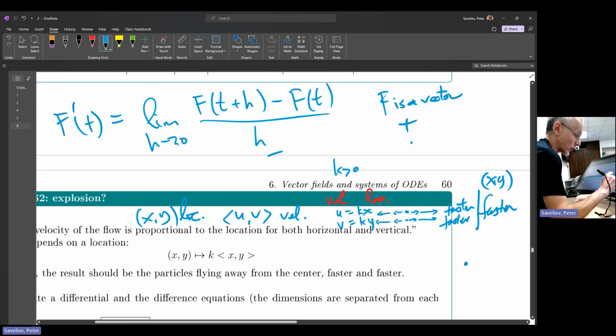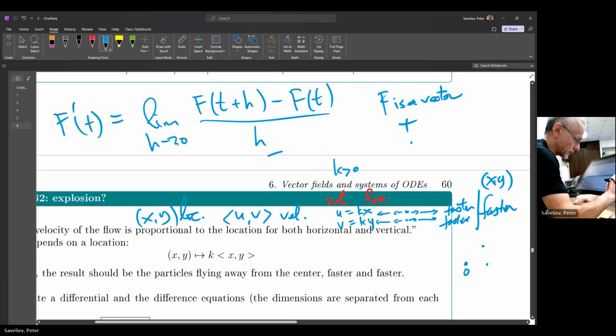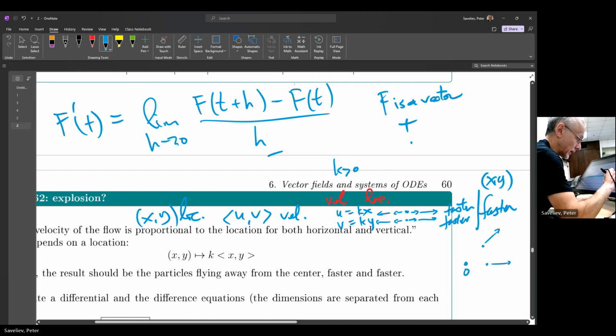I'm here, that's the origin, say, and I'm located here. Which way am I moving? Keep in mind k is the same for both x and y, right? What if I'm here? How do you describe that motion? Like this? Like that? And if I'm over here, I'm moving up.